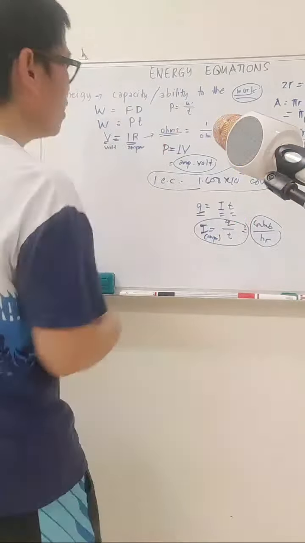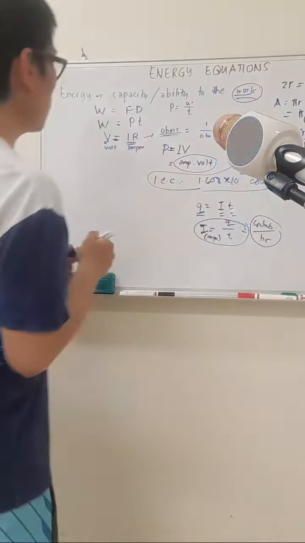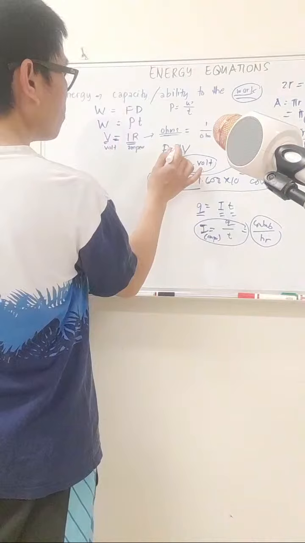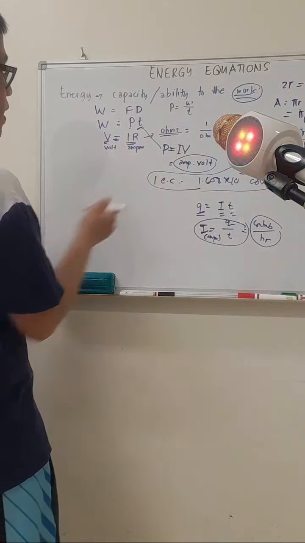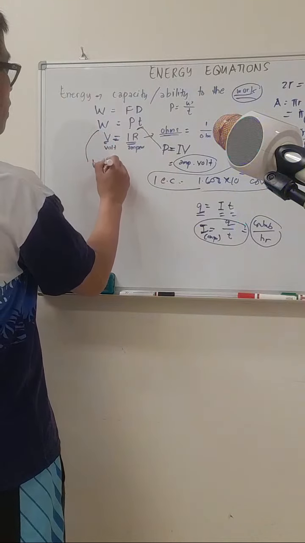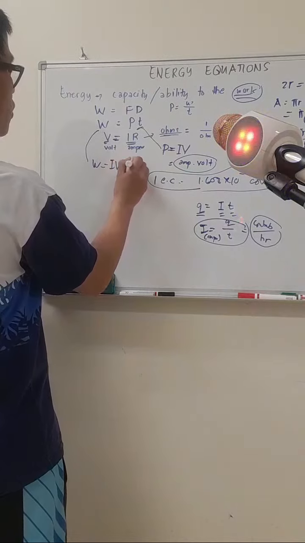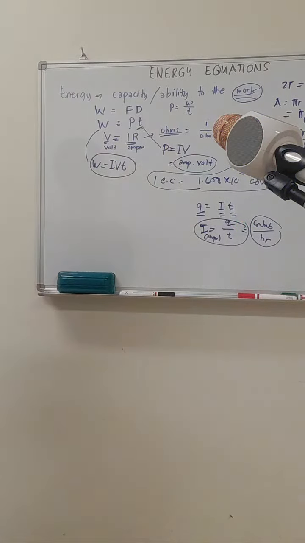So, power equals current times voltage, and work equals power times time. Substitute the value of power in here. So we can say that work equals current times voltage times time. That is our new formula for work. You get the point? Okay?